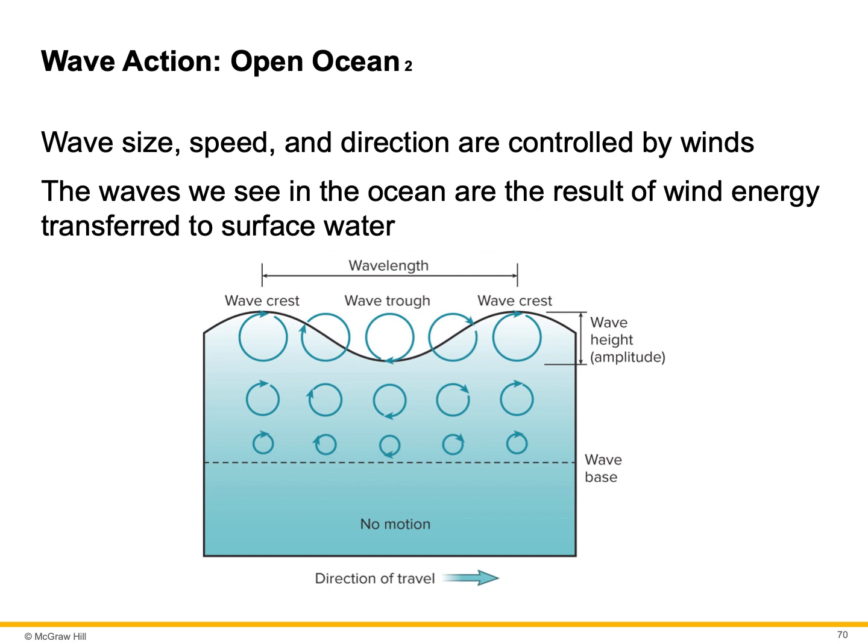Wave size, speed, and direction are controlled by winds. The waves we see in the ocean are the result of wind energy transferred to the surface water. Wave action affects only surface waters. It does nothing to anything underneath.